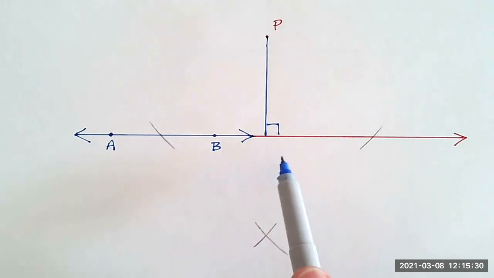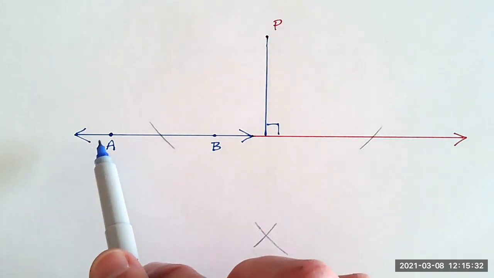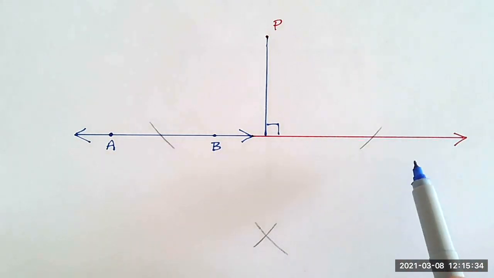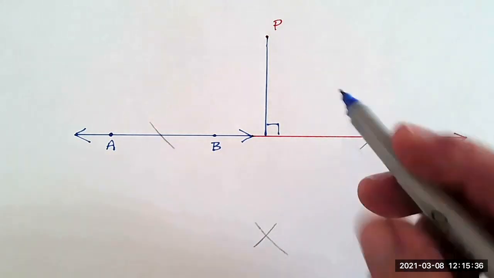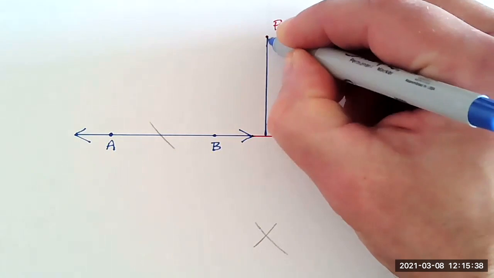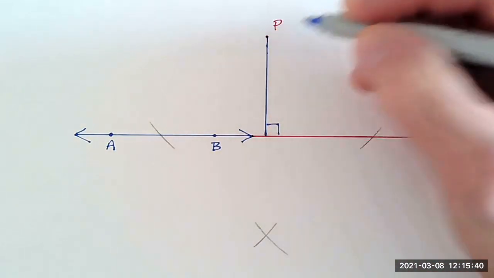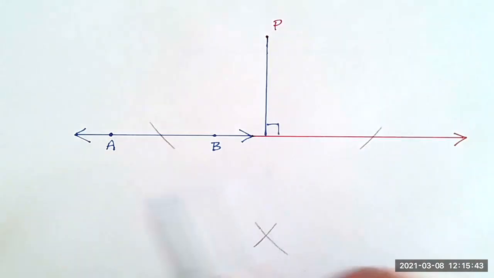In most cases, you will have to extend the line. Sometimes you will not. In the case of altitudes for triangles, if it's an obtuse triangle, you'll want to extend the line as well.